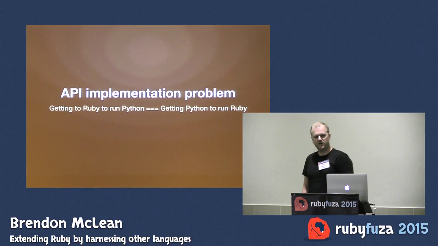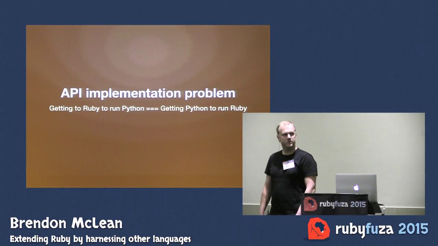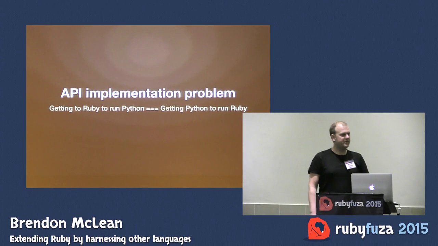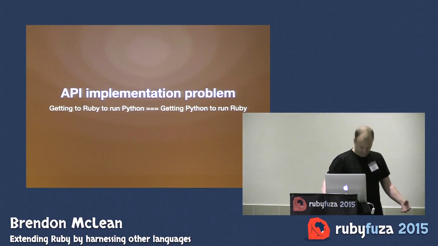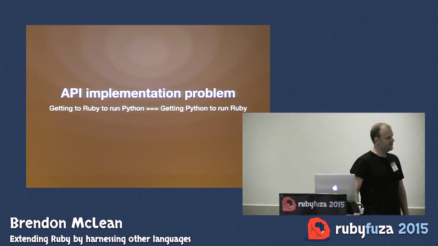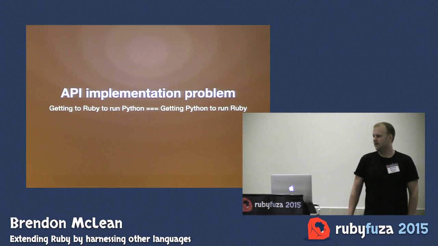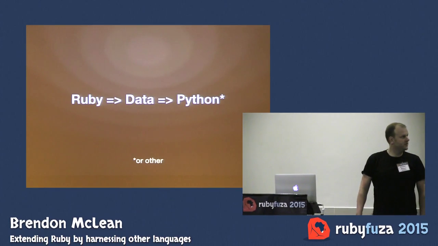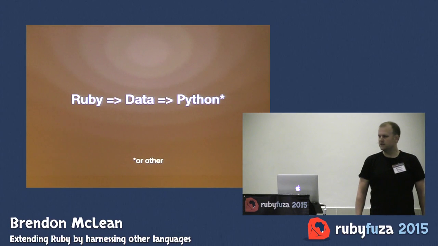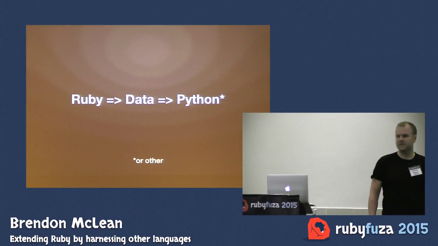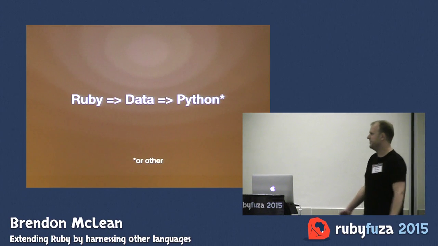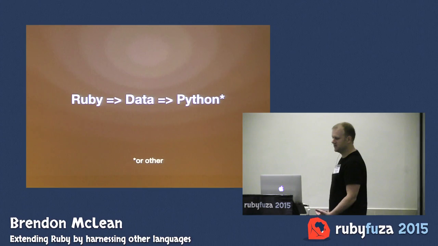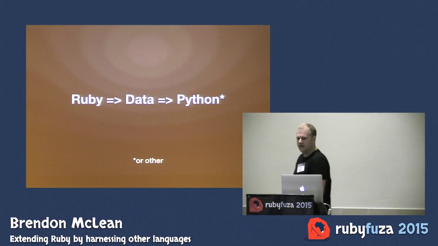So to restate the problem, we want to be able to get Ruby to run Python or Python to run Ruby. It's the same. It's the other side of the same coin, and you can view this as really, you need to turn Ruby into data and turn data into Python. And you can go, well, if you can get it into data, you don't have to just limit yourself to Python. You can do anything.